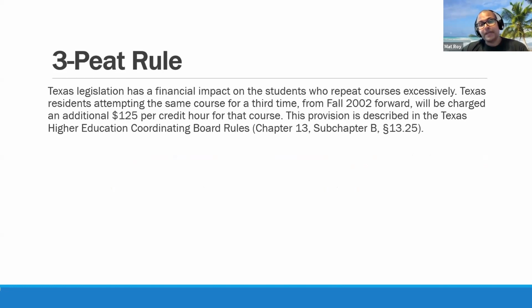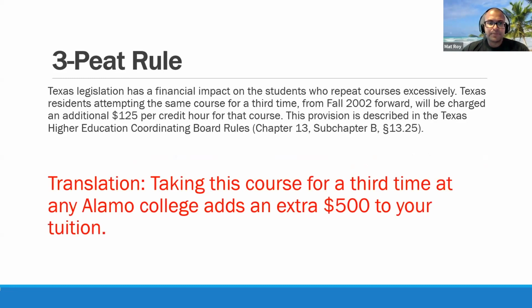There's something called the 3-peat rule. This is, again, the official policy that's listed in your syllabus. But basically, if you end up having to take Math 1414 3 times, you're going to pay a lot of extra money out of pocket for that 3rd attempt. Okay, as much as $500 or more added to your tuition.